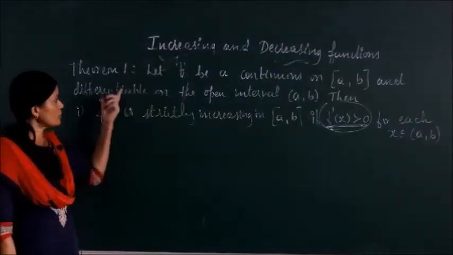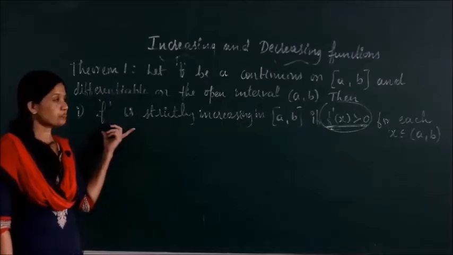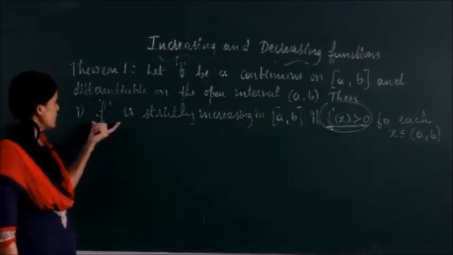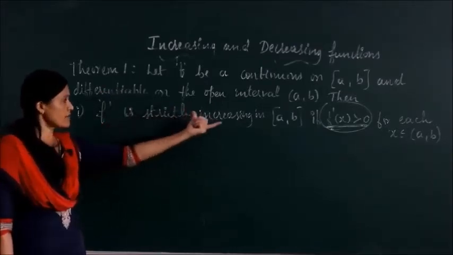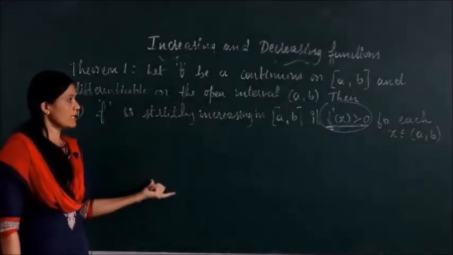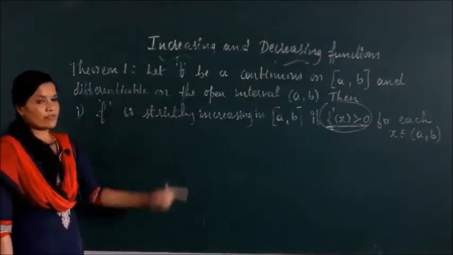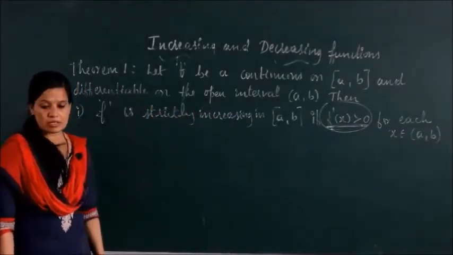We are going to prove this theorem. First I will prove it for the first one. f is strictly increasing in the closed interval a comma b if f dash of x is greater than 0.